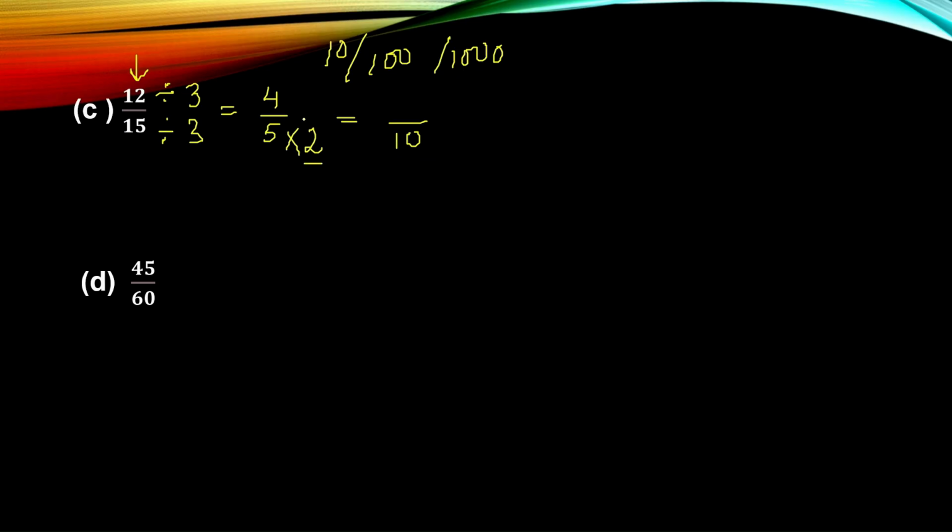So the same number needs to be multiplied with the numerator and we will get 8 by 10. 8 by 10 means that 8 should be at the 10th place. So the answer is going to be 0.8. Now let's take another example, 45 by 60.